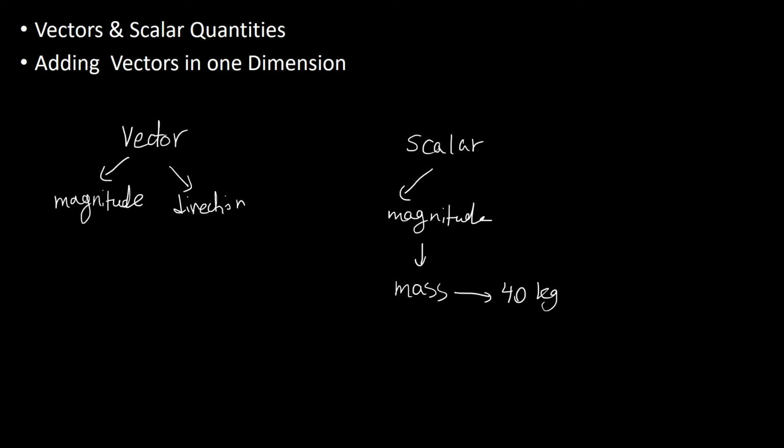But what about vector quantity? Vector quantities have both magnitude and direction. For example, I say, I ran 10 kilometers to the north yesterday. So I'm talking about magnitude, that is 10 kilometers, and I'm talking about the direction that I ran, that is to the north. So an example of vector quantity I can say is displacement. Displacement means change in position.